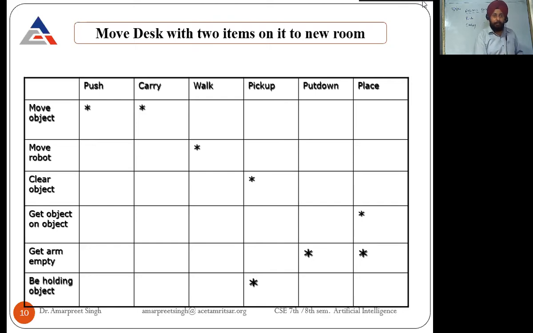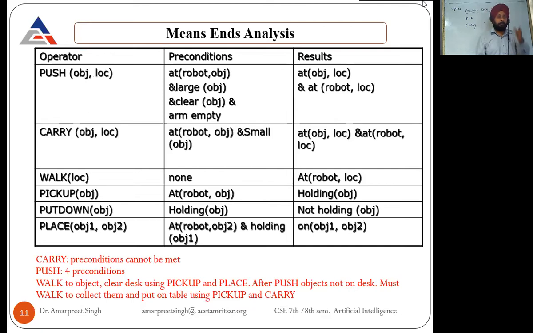To apply any operator, we have some preconditions given. We have to see whether you are in a state to apply that operator or not. If you are not in a state to apply that operator, then it is a sub problem. You have to come to that particular state. So these are the operators.